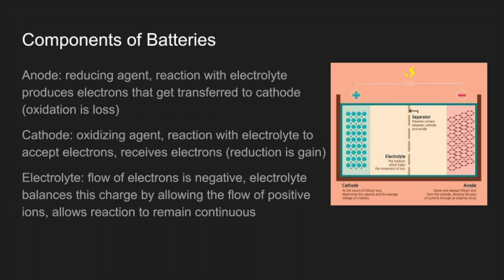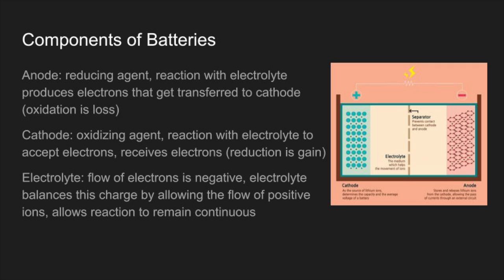Now let's jump into the chemistry behind how batteries work, starting with the three main components of batteries. As you may have expected, this process of creating energy requires chemical reactions. The first occurs between the negative anode and the electrolyte, resulting in the creation of electrons and positive ions. The negative electrons will then move to the positive cathode. This loss of electrons at the anode is an oxidation reaction.